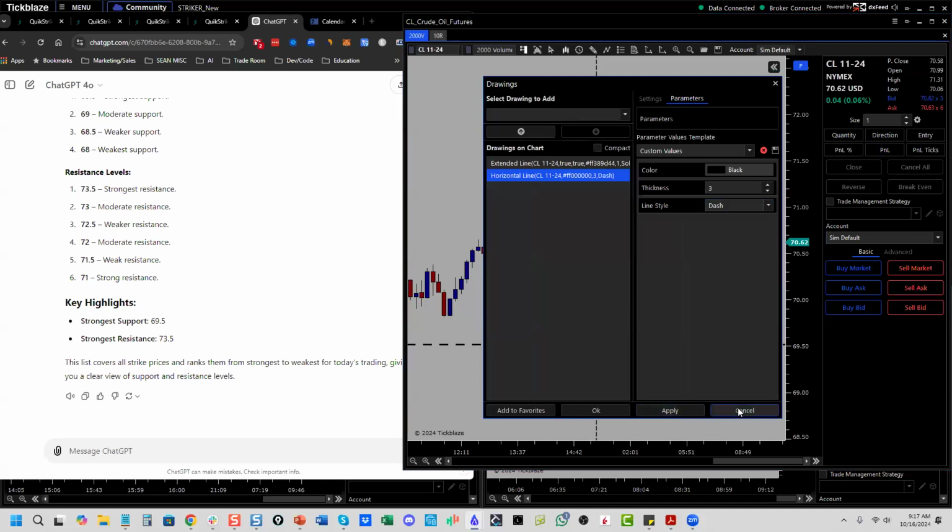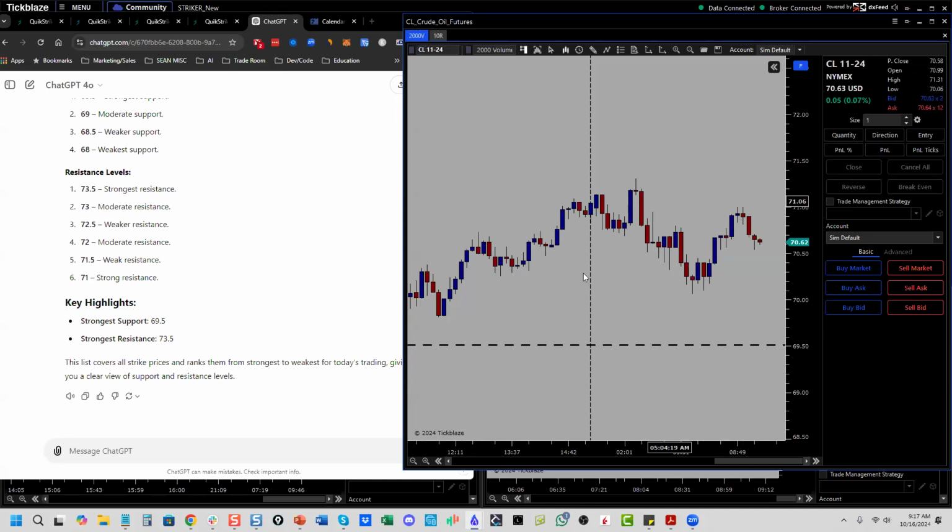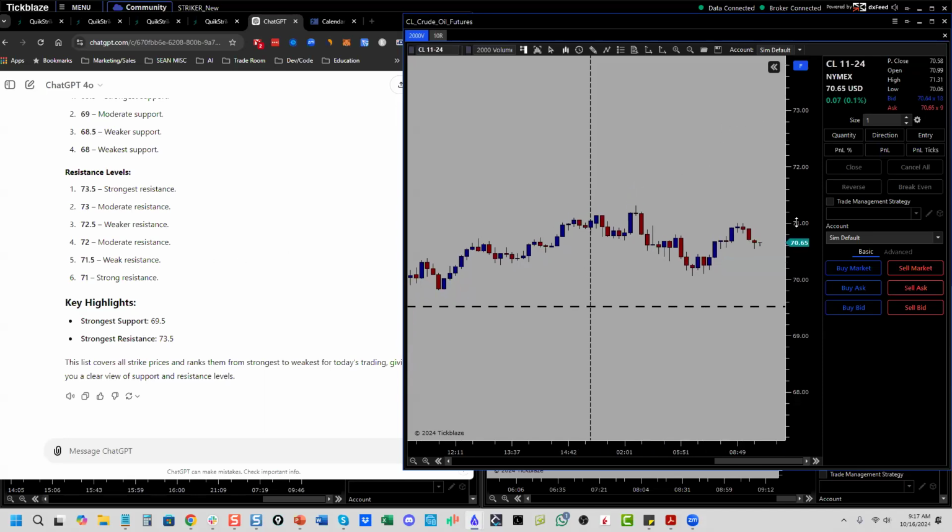Right. I like to dash my levels. Dashing it tells me that it is the strongest level. For me, this has just been my practice. You could put whatever you choose, right? And the strongest resistance is 73.50.